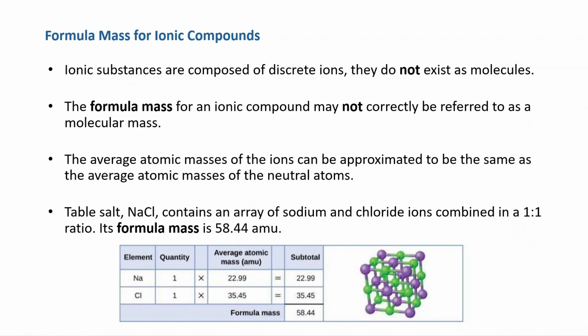With ionic compounds, we cannot do that because remember, they don't exist as molecules. They exist as crystals. So the formula mass is not the molecular mass. The formula mass is the weight of the basic unit of the crystal. Basically, you look at the ratio of the ions, and whatever the simplest ratio is, that gives you the formula mass.